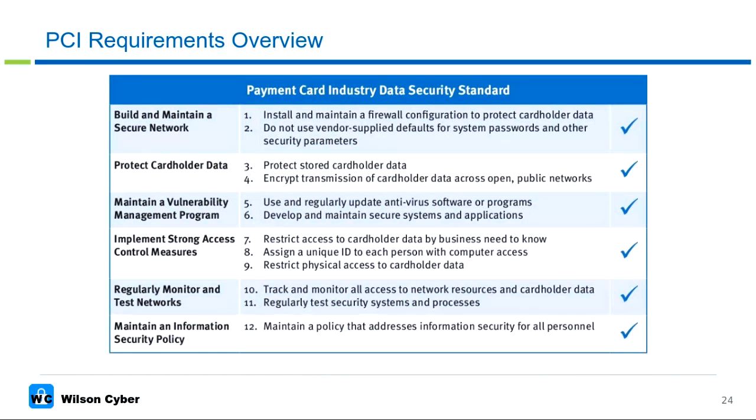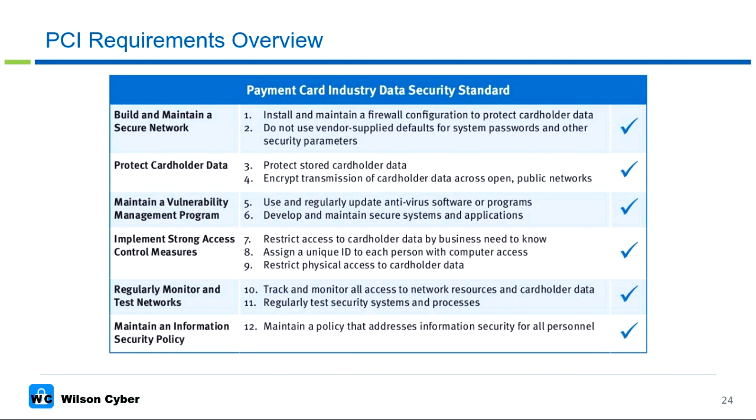So under build and maintain a secure network, we have install and maintain a firewall configuration to protect cardholder data, and do not use vendor-supplied defaults for system passwords and other security parameters. Under the area of protecting cardholder data: protect stored cardholder data, and encrypt transmission of cardholder data across open public networks. Maintaining a vulnerability management program, we have 2 requirements: use and regularly update antivirus software programs, and develop and maintain secure systems and applications. Under implement strong access control, we have 3 requirements: restrict access to cardholder data by business need to know, assign a unique ID to each person with computer access, and restrict physical access to cardholder data.